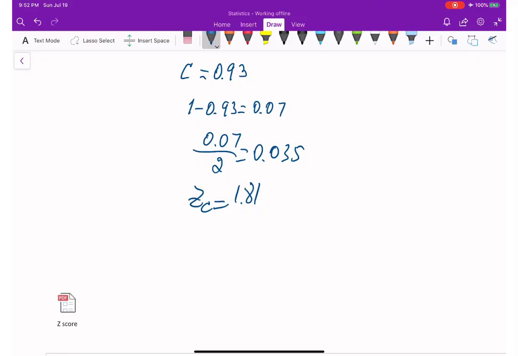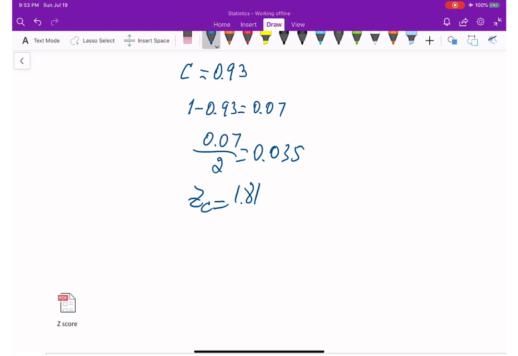So you have to understand that 0.035 is a probability, it's an area. So you go in the body of the table and find z-critical. Okay, let's see what's going to be the next one, an interesting one.